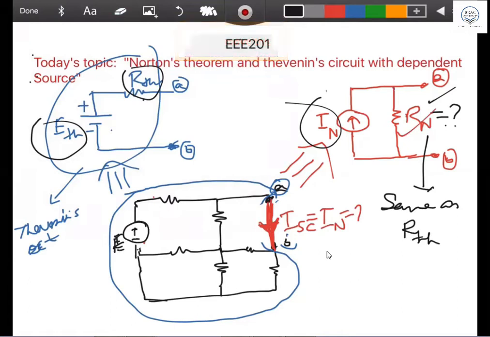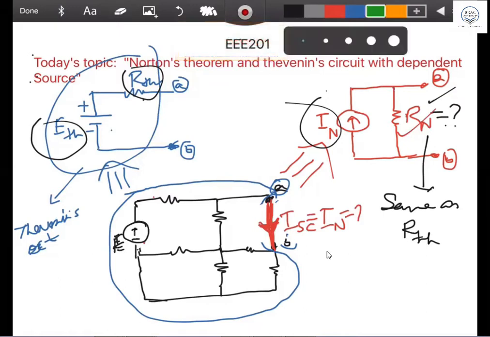How to find the I short circuit current? Can anyone of you tell me from your knowledge so far? Because you have gone through the midterm exam, you already know how to find it. Can anybody tell me what is the best method? Any of you can think and tell me from this circuit. If I ask you what is the I short circuit current, then what is the best easy way? Mesh analysis, sir. Absolutely good. Absolutely correct. Mesh analysis.